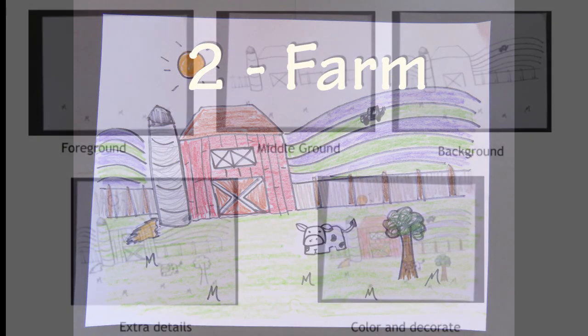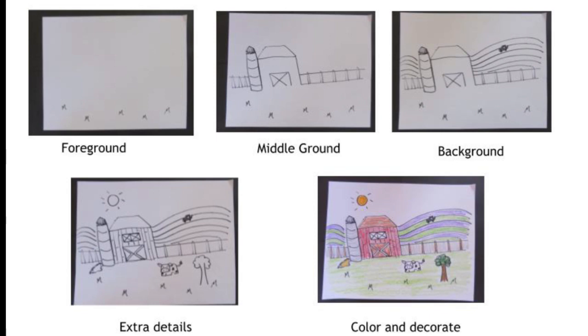The farm. Let's start with the foreground, the things closest to us. We are just going to have regular grass in front of ours, so there's just a few grass marks to use as a guide. Other variations might be to put a fence there, or shrubs, or even move the barn to the foreground.